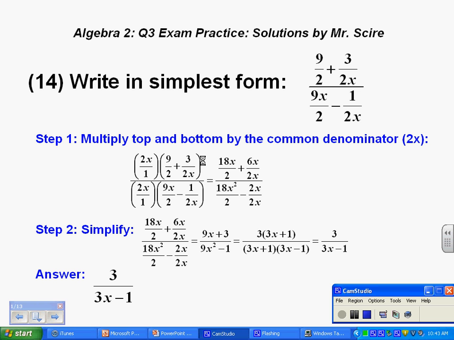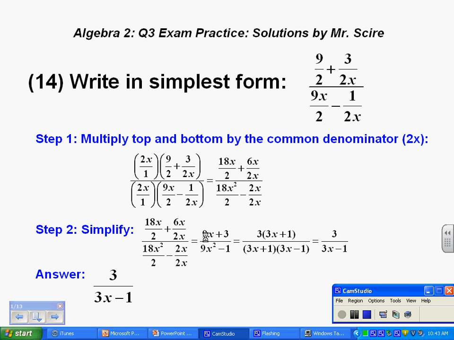So we're going to distribute the 2x across the numerator. We're going to get 18x over 2 plus 6x over 2x. We're going to distribute the 2x over the denominator, and that's going to give us 18x squared over 2 minus 2x over 2x. Now we're going to reduce each of these four component fractions. So 18x over 2 becomes 9x, 6x over 2x becomes 3, 18x squared over 2 becomes 9x squared, 2x over 2x becomes 1.